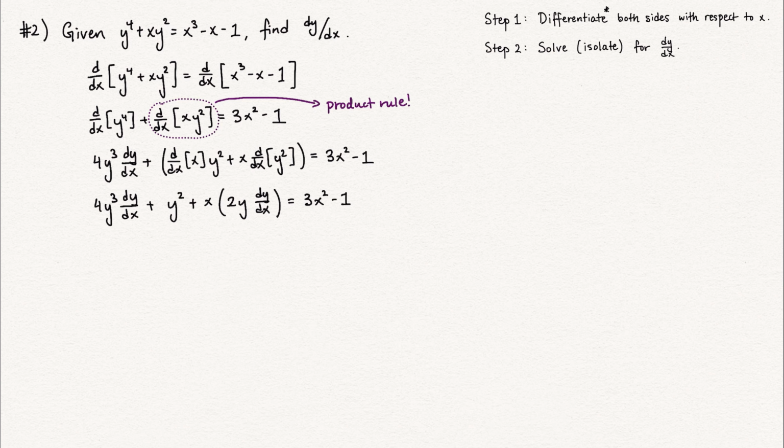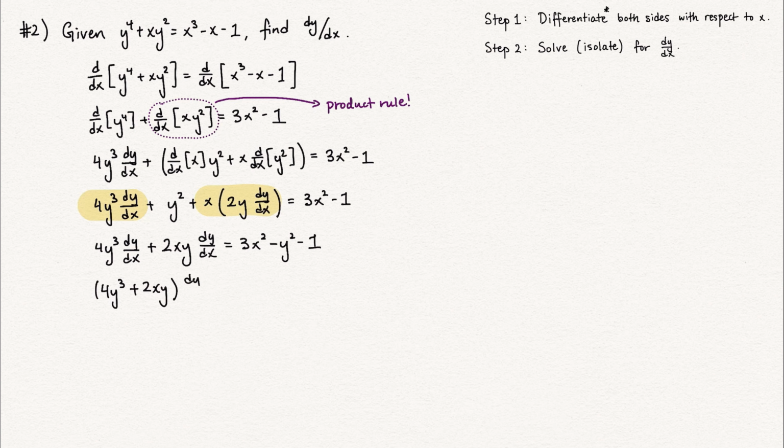Okay, so now we are done with step 1, right? We finished all of our derivatives, and now let's begin step 2, which is the process of solving or isolating for dy by dx. And since the rest of our work is purely algebra, I'm going to fast forward until I get to the solution. And this is what I get for the derivative.